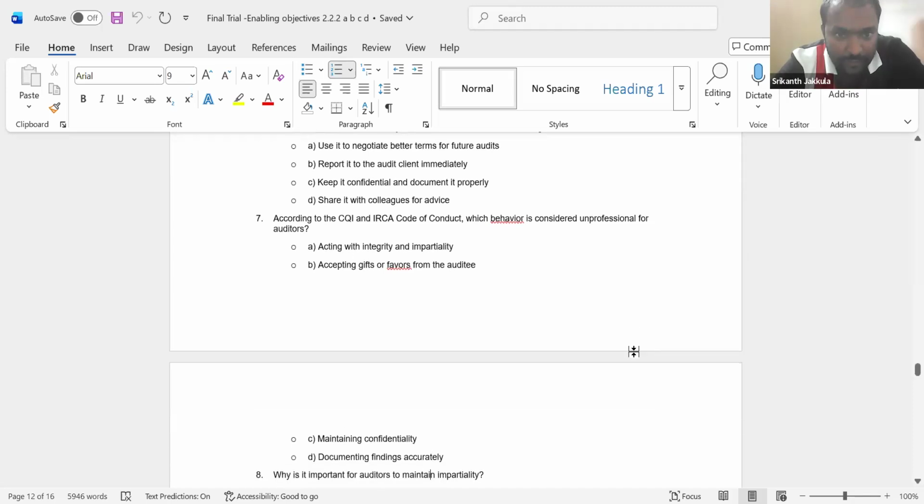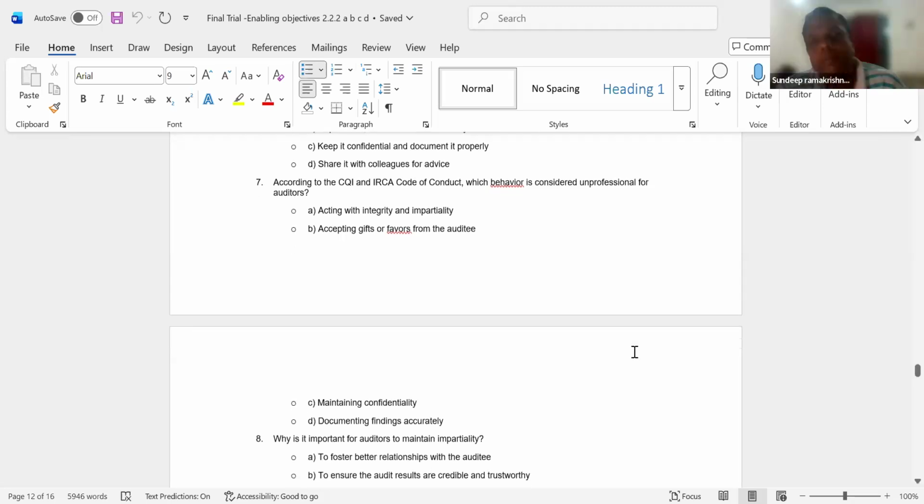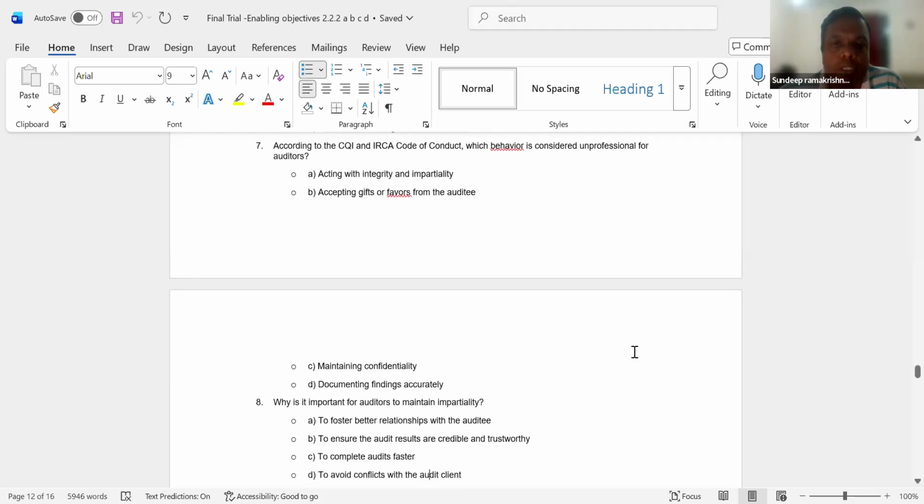Seventh one. According to the CQI and IRCA Code of Conduct, which behavior is considered unprofessional for auditors? A. Acting with integrity and impartiality. B. Accepting gifts or favors from the auditee. C. Maintaining confidentiality. D. Documenting findings accurately. B, sir. Gifts, right. Yeah, very good, that is the right answer. You shouldn't accept gifts or favors from the auditee for any reason. That is an important requirement by the CQI IRCA Code of Conduct.